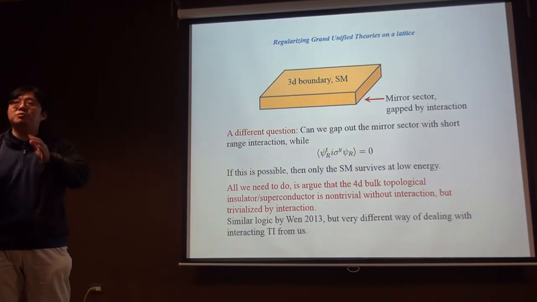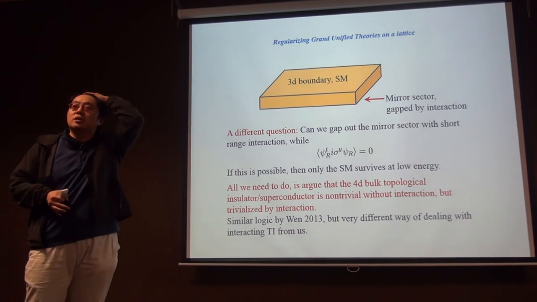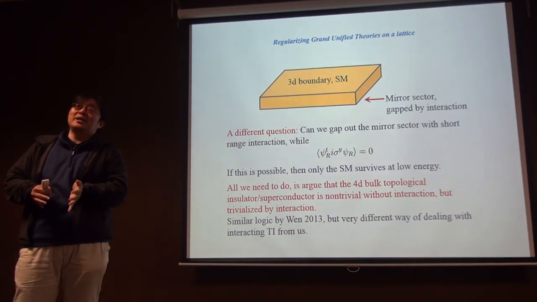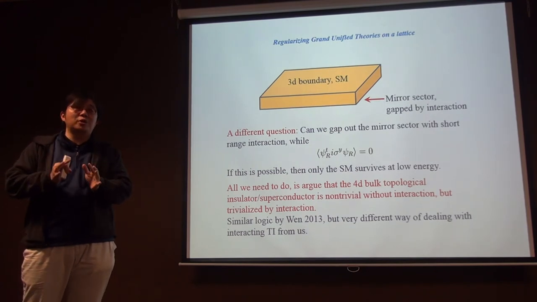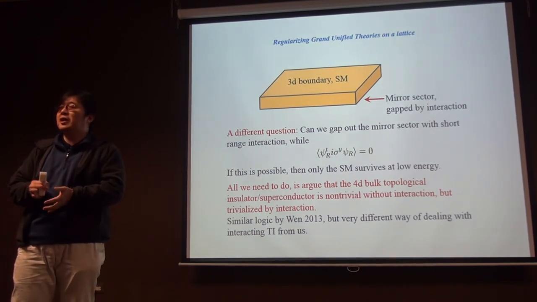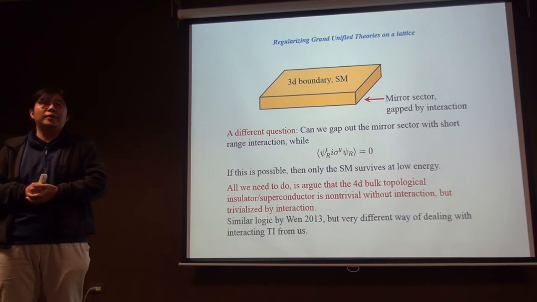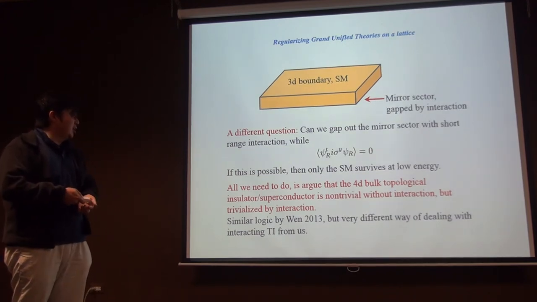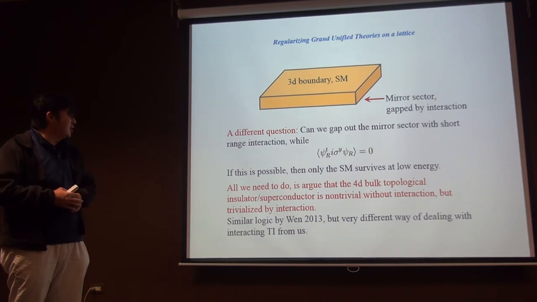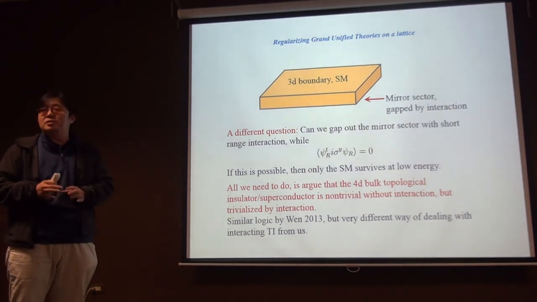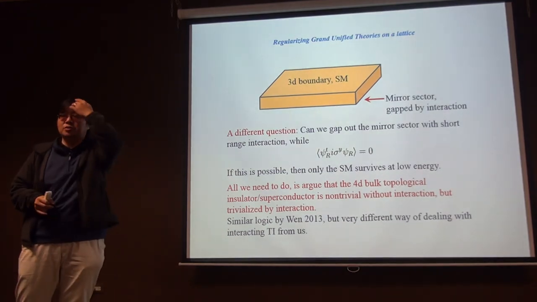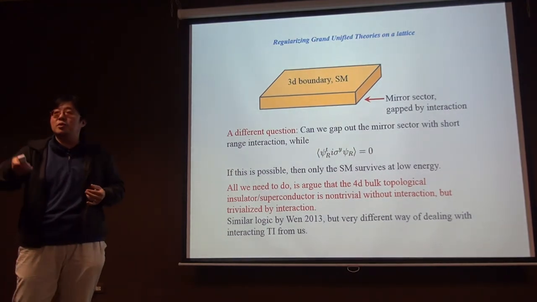So we just need to find a topological insulator, non-trivial without interaction, and trivial under interaction, and it has all the right symmetry to host the standard model or the gauge-defined theory. Okay, that's the goal. Okay, that's the goal. So Xiao-Gang has a similar logic presented in 2013, but he has a very different way of dealing with interacting TI from me. So let me just show you my way of how to understand this kind of interaction-reduced classification of a topological insulator. Question?